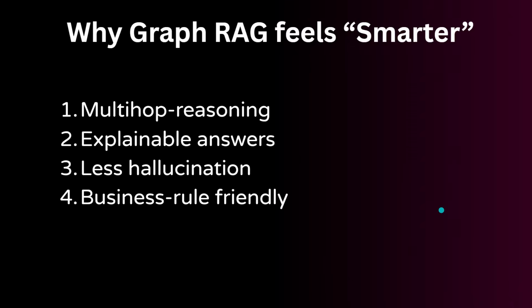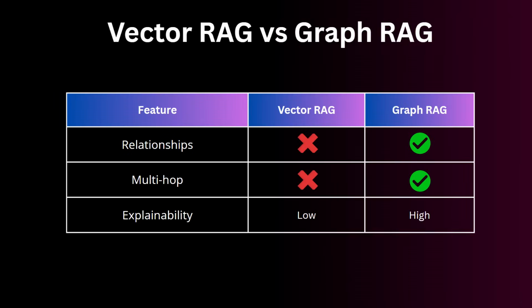And finally, it's business rule friendly. In enterprise context, policies, workflows, and access rules are often conditional and interdependent. So GraphRAG naturally handles these scenarios because the relationships are explicit, not implicit. Put simply, it's not magic. This is structured intelligence. Now let's compare Vector RAG and GraphRAG side by side.